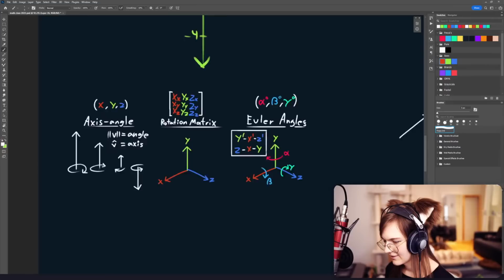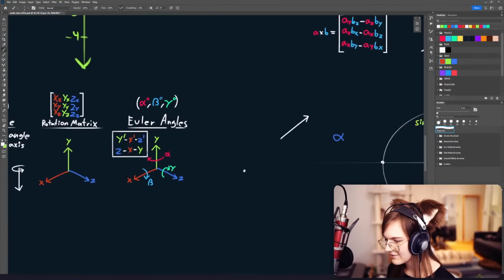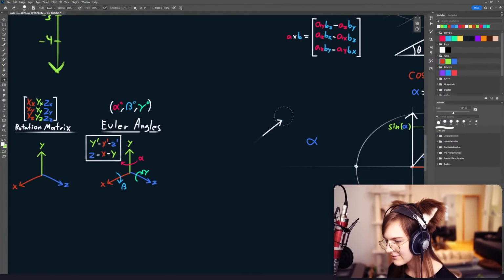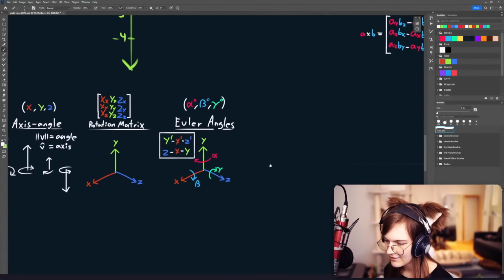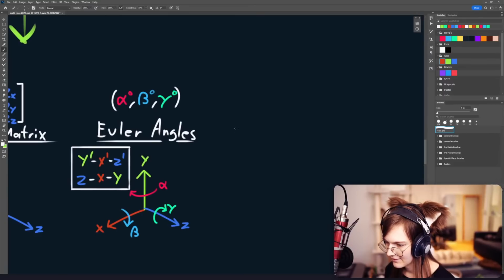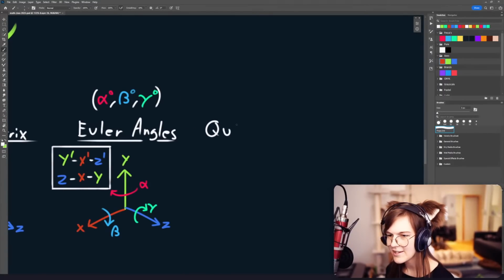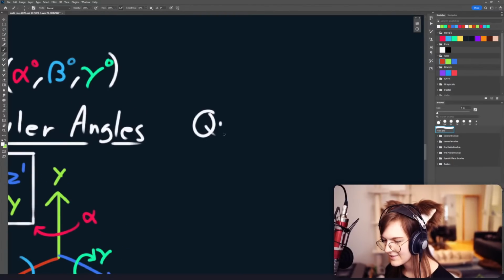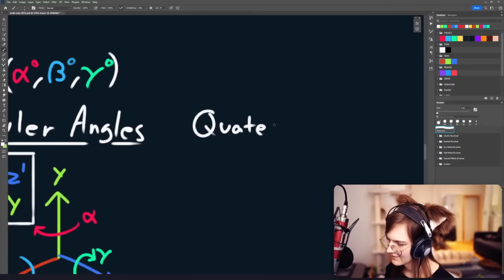Finally, we've gotten to the final boss of 3D orientations, and the final thing we're going to have time to talk about today, and that is quaternions. Quaternions? I've heard people pronounce it as quaternion. I don't like that pronunciation, but I don't know which one is correct.